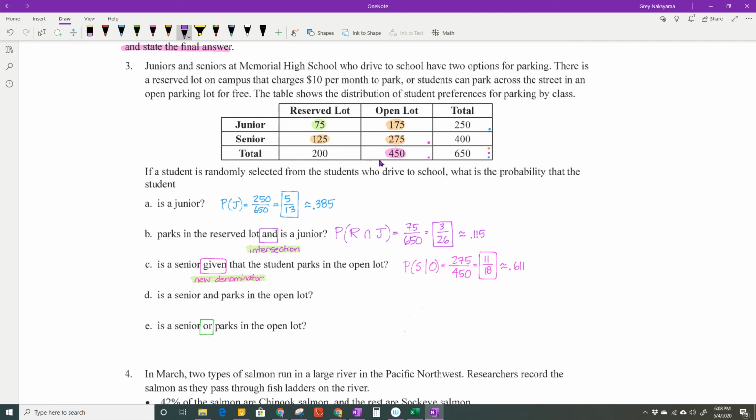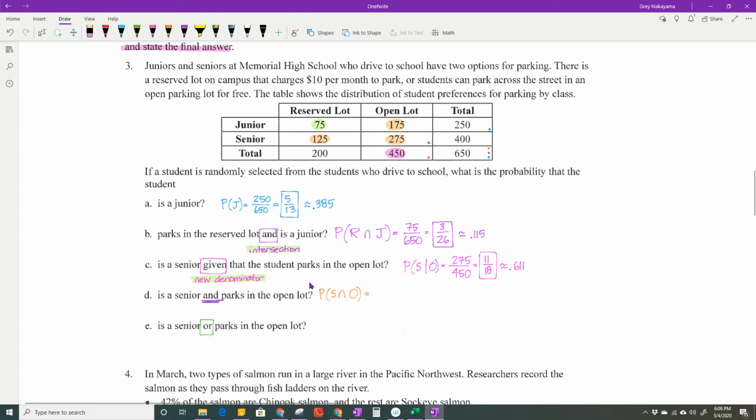and parks in the open lot. So this right here is my key word, and, okay, writing my notation. Notice the difference between what we just did. That's the probability of a senior given open lot. This is the probability of a senior and an open lot.